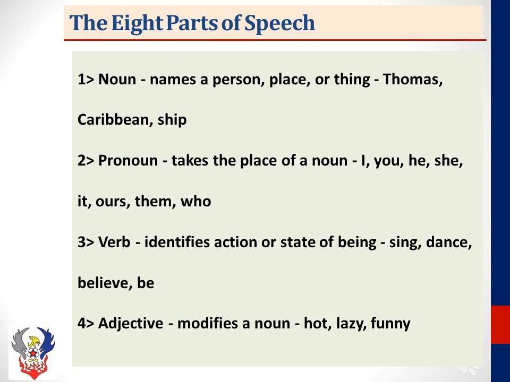One, noun: the name of a person, place, or thing. Examples: Thomas, Caribbean, ship. Two, pronoun: a word in the sentence that takes the place of a noun. I, you, he, she, it, ours, them, who. Three, verb: the word in the sentence which identifies action or state of being. Sing, dance, believe, be. Four, adjective: the word in the sentence which modifies a noun; in other words, it adds meaning or shows the quality of the noun. Hot, lazy, funny.